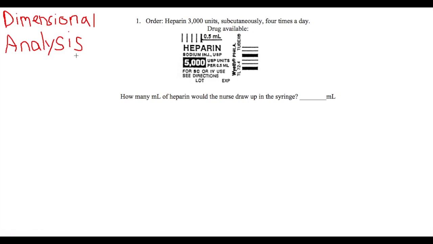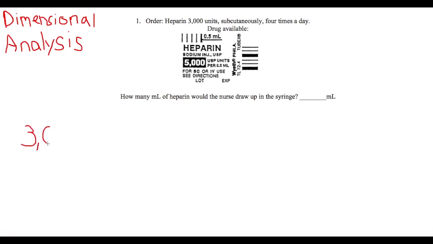Number 1 reads that we have an order for heparin 3,000 units sub-Q 4 times a day, and the drug that we have available is 5,000 units of heparin in 0.5 mLs. The question is, how many mLs of heparin would the nurse draw up in the syringe? If you would like to try to work this out on your own, I encourage you to pause the video here and take a moment to work this out on your own.